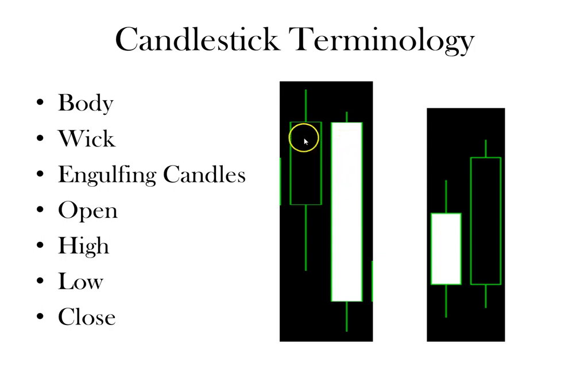So on a bullish candle, the open is always the bottom of the bullish candle. And how do you see the open, the high, the lows, and the close?